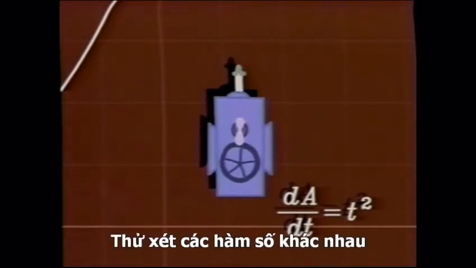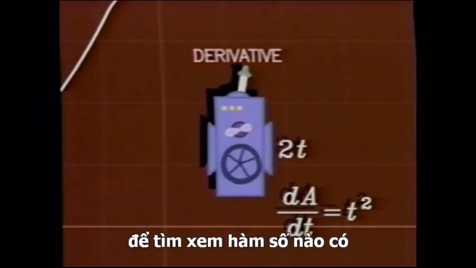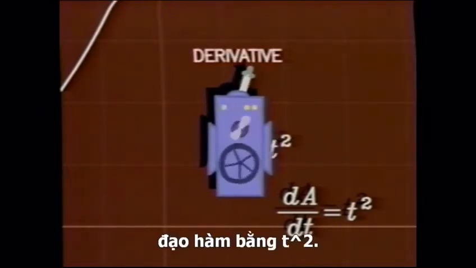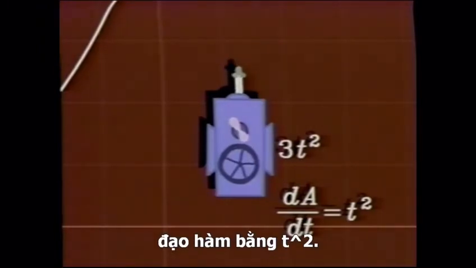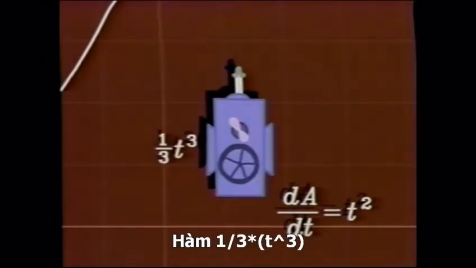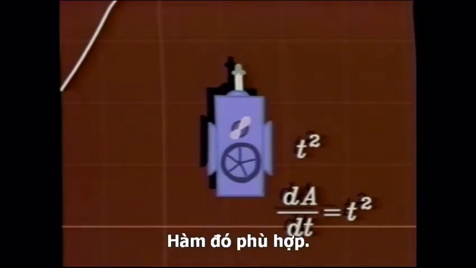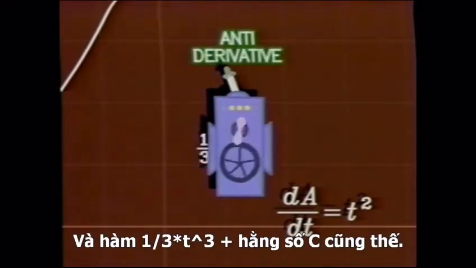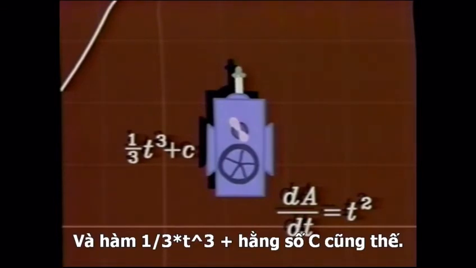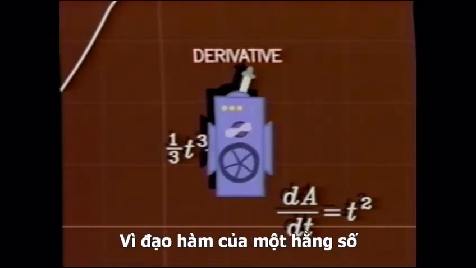Trying various functions to see which one has t squared as its derivative, 1/3 t cubed eventually comes to mind. That works. And so does 1/3 t cubed plus a constant, because the derivative of a constant is 0.